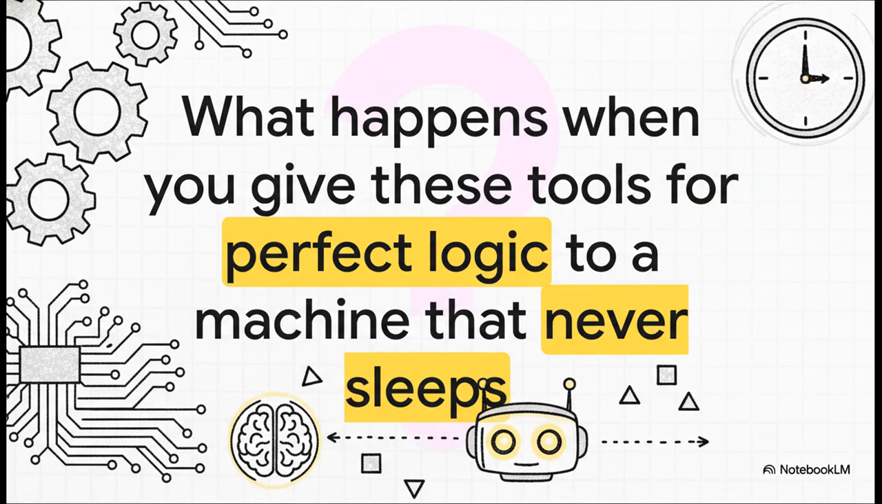And that brings up a really fascinating final thought. We've seen just how powerful these logical building blocks are: the formal rules of reasoning, of strategy, and of deduction. So what happens when you give these tools for perfect, tireless logic to a machine that can also learn and adapt at a scale that we can barely even comprehend? That, right there, is when the future of reasoning really begins.